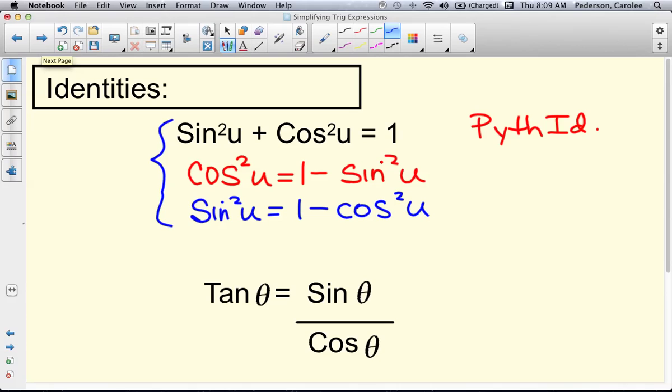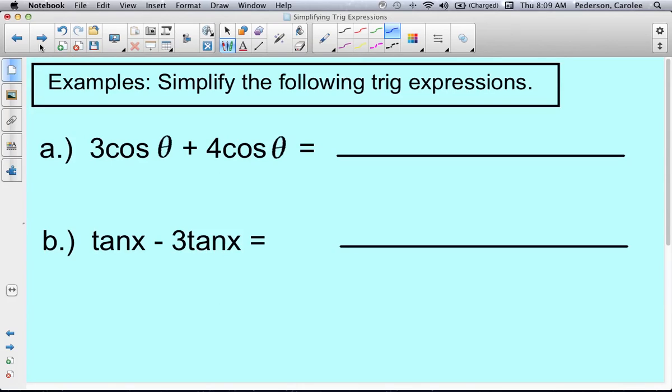Then we also have below the quotient identity for tangent, where tangent is the sine of theta over the cosine of theta. So let's go on to our first example. We want to simplify this trig expression. We have 3 cosine of theta plus 4 cosine of theta. Think of these as like terms. Cosine of theta and cosine of theta are the same trig function, so we can combine them into 1. 3 cosine of theta plus 4 cosine of theta is 7 cosine of theta. Think of it just like 3x plus 4x is 7x.